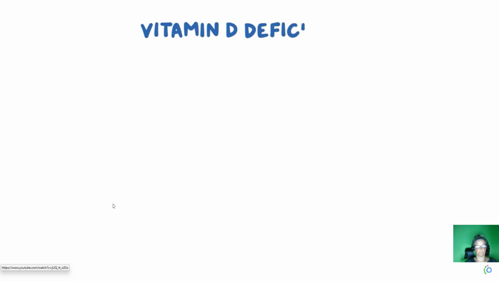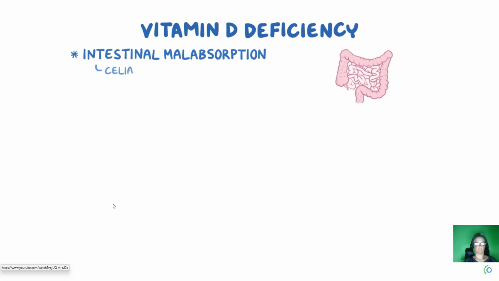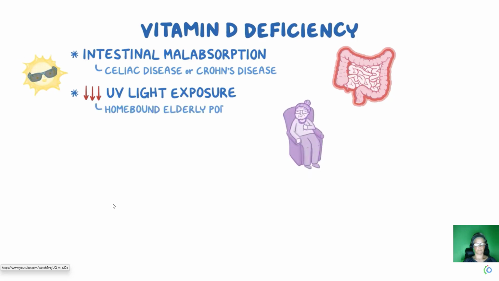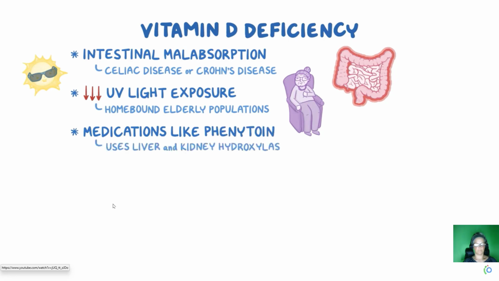Okay, now vitamin D deficiency is the most common cause of both rickets and osteomalacia. Causes of vitamin D deficiency include intestinal malabsorption, which can be seen with celiac disease or Crohn's disease, not enough UV light exposure, like in homebound elderly populations. Medications like phenytoin, an anticonvulsant, use liver and kidney hydroxylase enzymes for their own metabolism, so especially with long-term use, there's not enough vitamin D being generated.